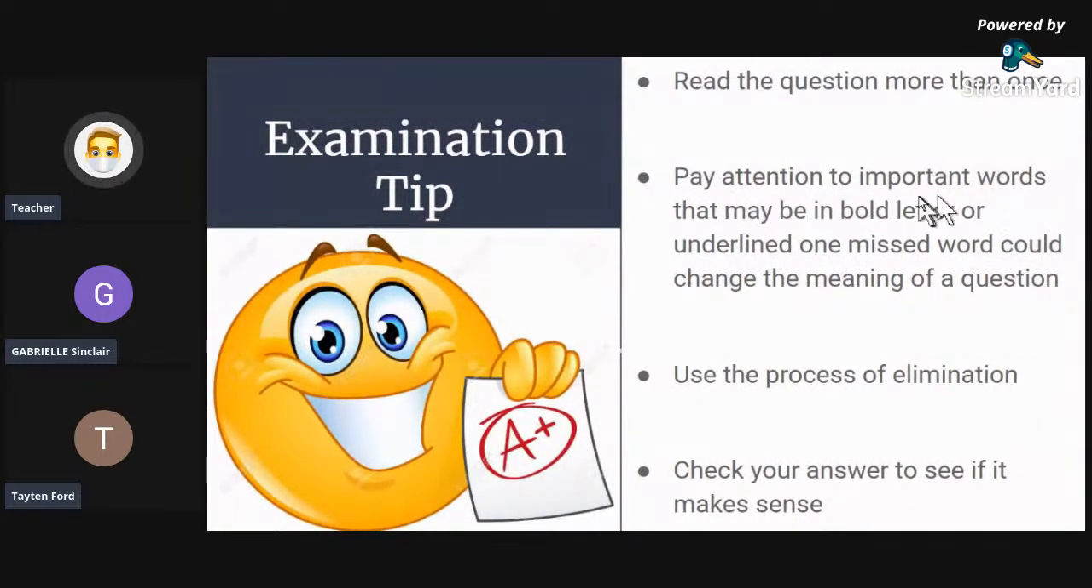Pay attention to important words that may be in bold or underlined. One missed word could change the meaning of a question. Sometimes we just have to use the process of elimination. Get rid of the things that we know are not correct. Finally, check your answer to see if it makes sense and if it makes good sense.